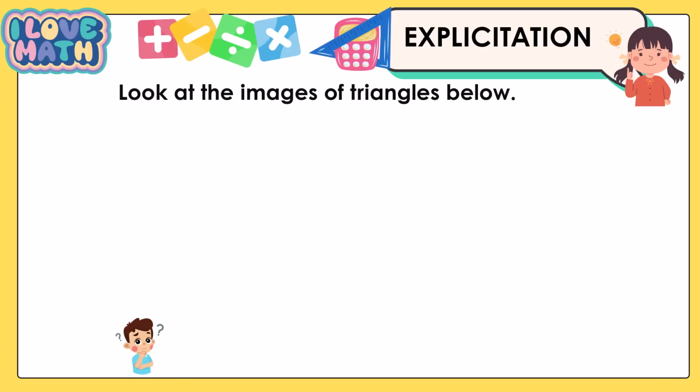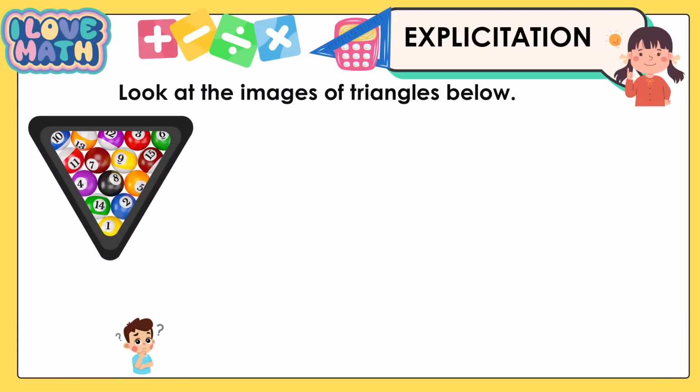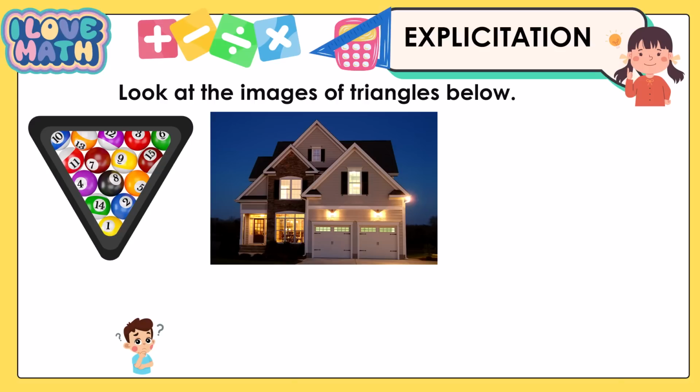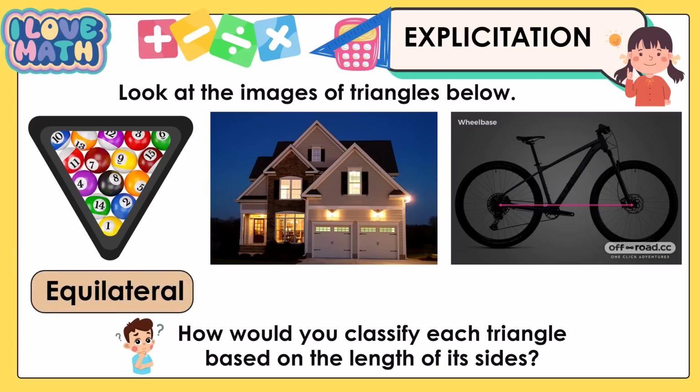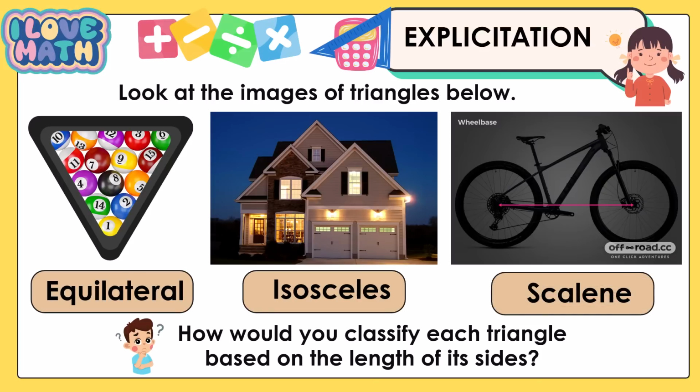Look at the images of triangles below. How would you classify each triangle based on the length of its sides? Let's answer. Billiard balls, equilateral. House roof, isosceles. Bicycle, scalene.